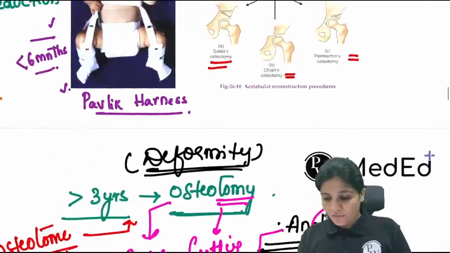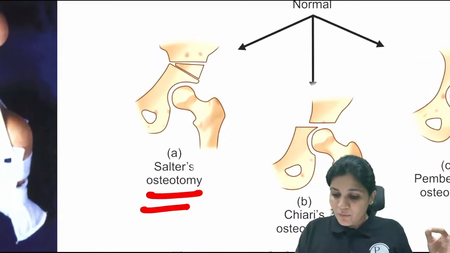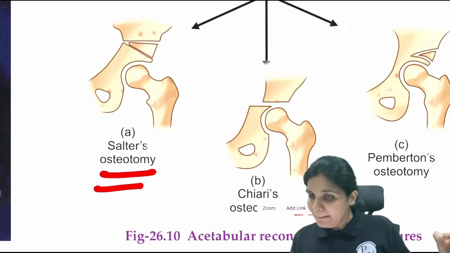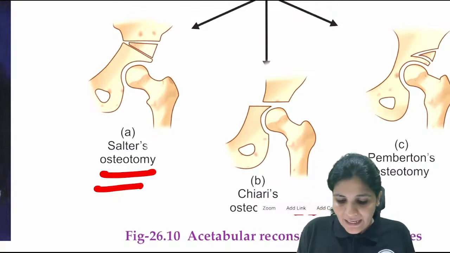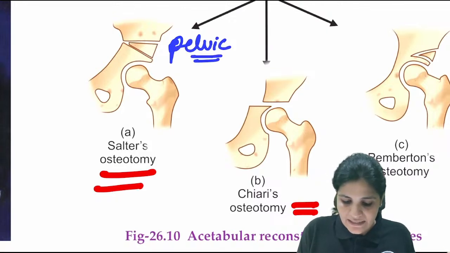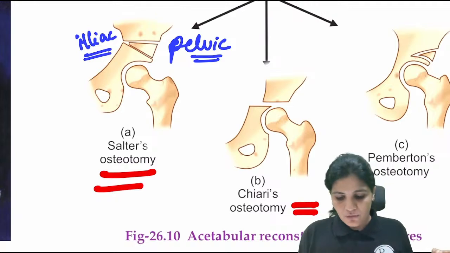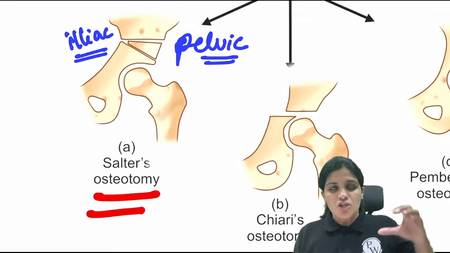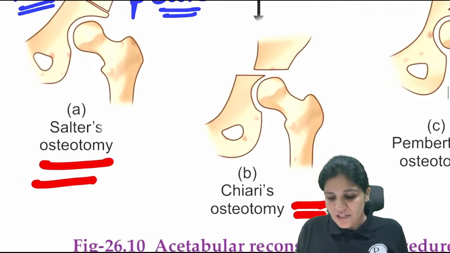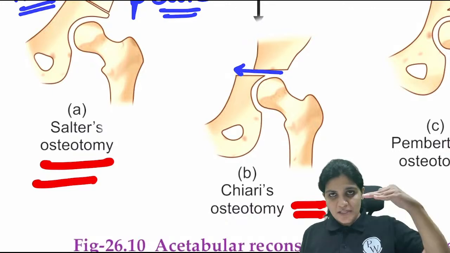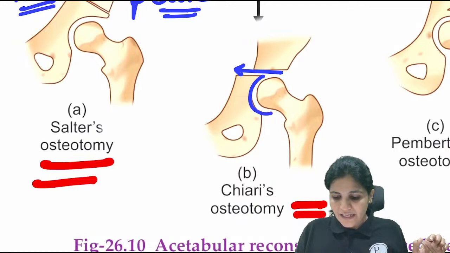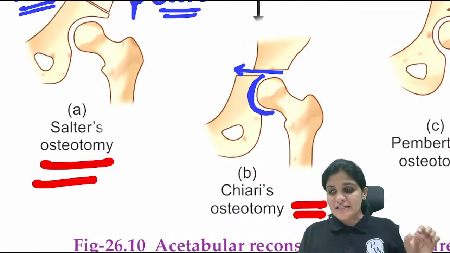Similarly here, we cut open and then we cut the bone. In Salter's osteotomy or Chiari's osteotomy or Pemberton's osteotomy, we cut the acetabulum, that is the pelvic bone. In Salter's, we are cutting the iliac bone. We are removing a wedge-shaped piece of iliac bone so that you will put the acetabulum nicely over the femoral head. In Chiari's osteotomy, you're just shifting the position again. You're giving a transverse cut in the ilium like this, and then you're shifting the position so that the medial side of the acetabulum is covered properly, right? So this is Chiari's osteotomy.